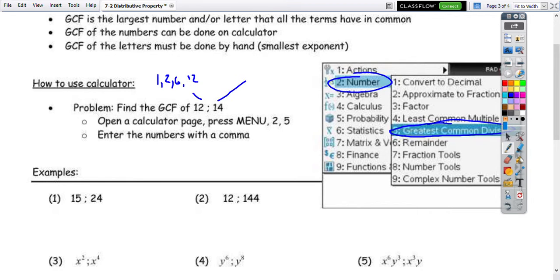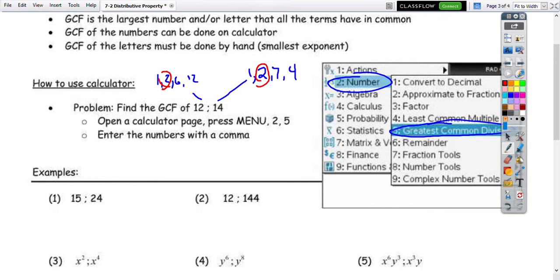And what about the factors of 14? Well, that's 1, 2, 7, and 14. And you're picking the largest number from each list. So that would be the 2's. So the GCF between those two numbers is 2. Okay? So for 15, what's the biggest thing that divides into both 15 and 24?